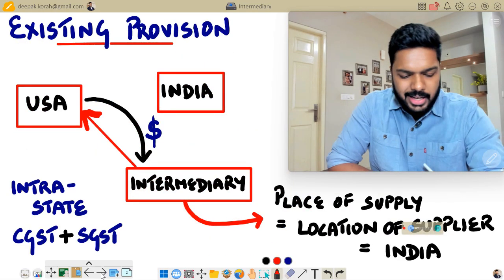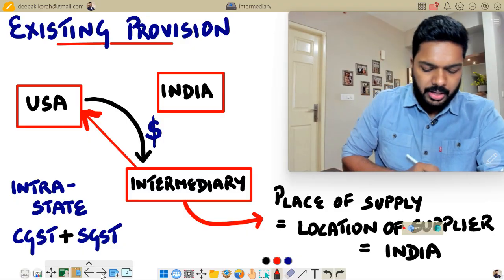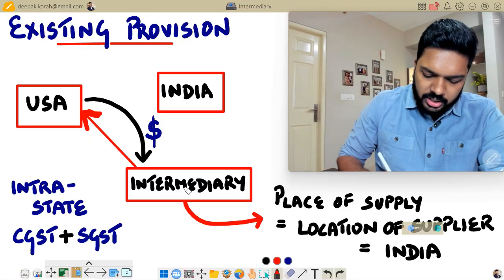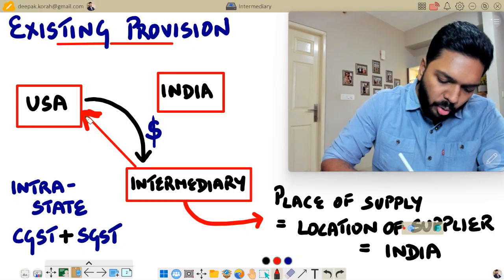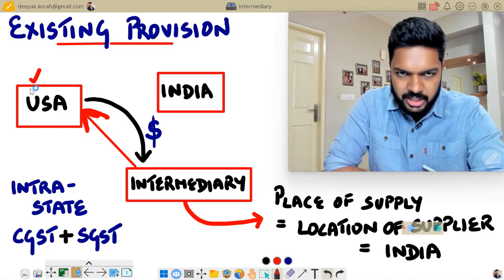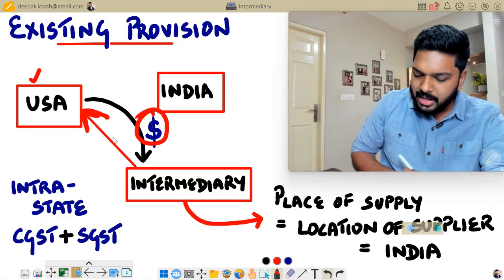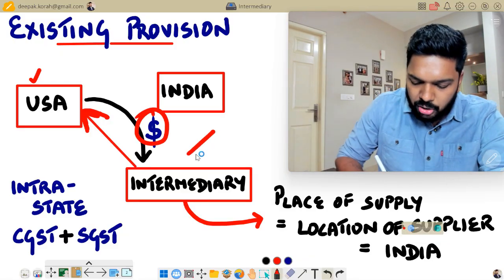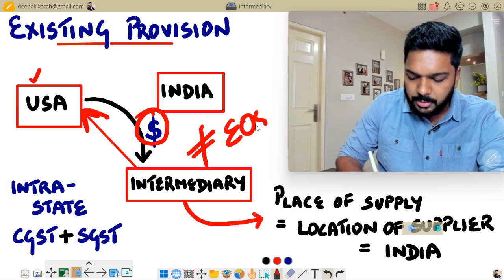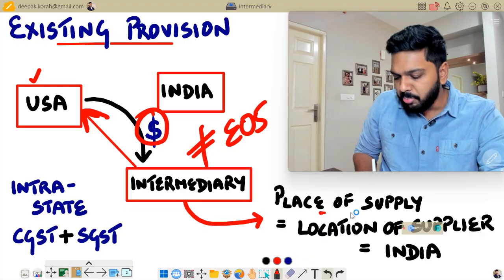Now, as far as the existing provisions for intermediary services in GST today are concerned, even though this intermediary is providing or exporting intermediary services to this particular person located outside India and receiving his consideration in foreign currency, still it will not tantamount to an export of service. Why? Because of the criteria of place of supply.